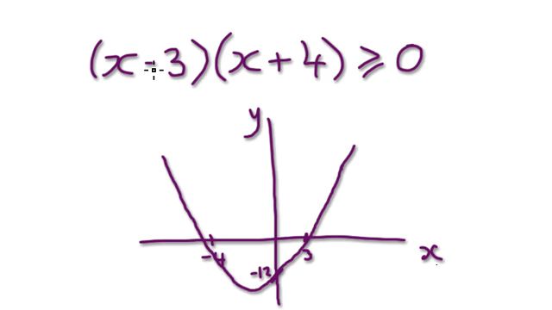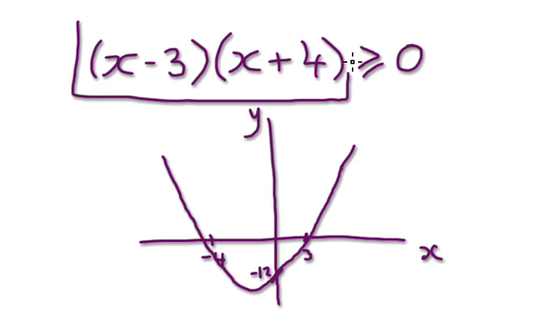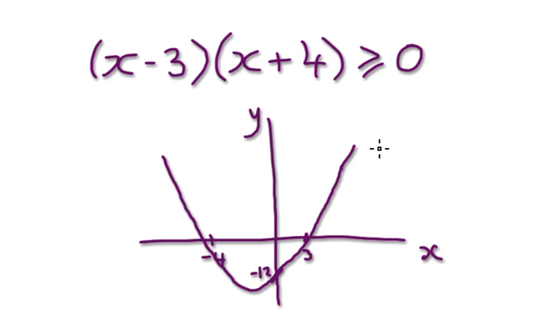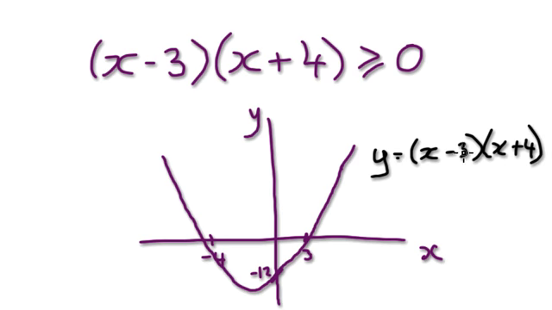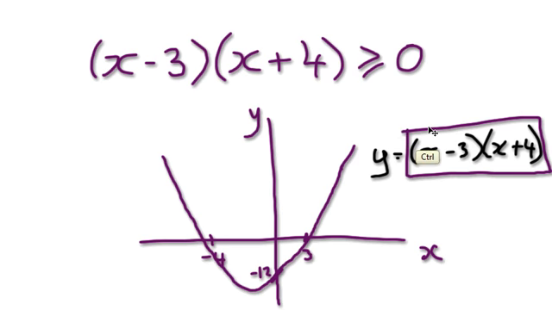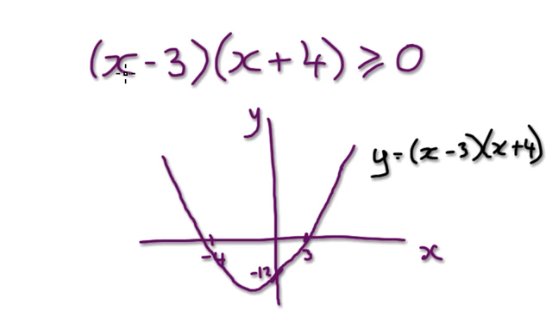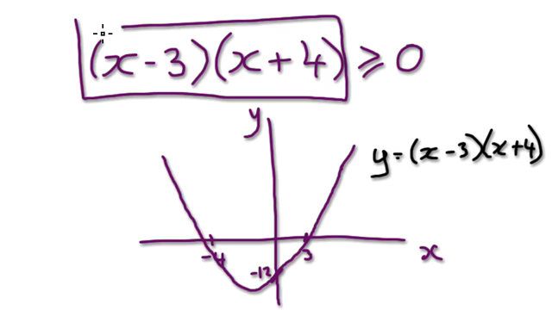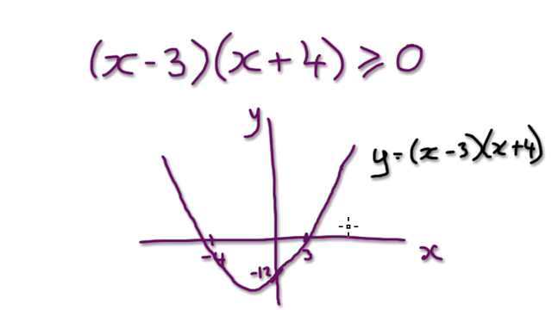Now looking at this here, you're interested in this whole thing here. At the moment, this graph here is actually y equals x minus 3 bracket x plus 4. You see this bit here is exactly the same as this bit here. But then you're interested in this whole thing being greater than or equal to 0. You see, equal to or greater than 0. So you see this bit here is good, and this bit here is also good.